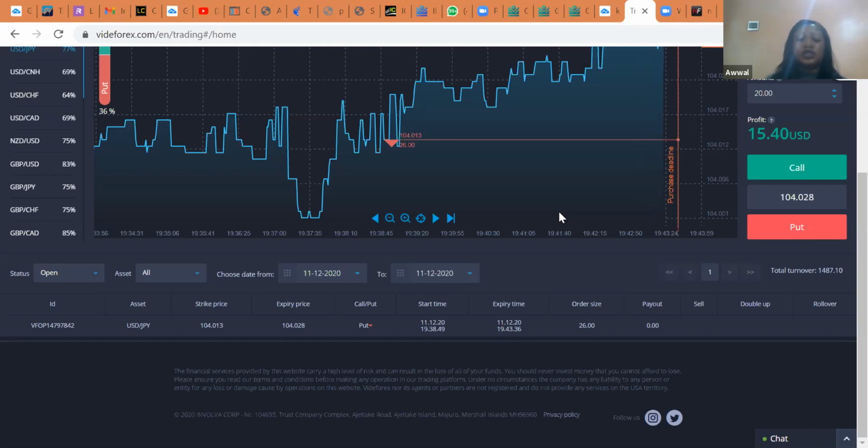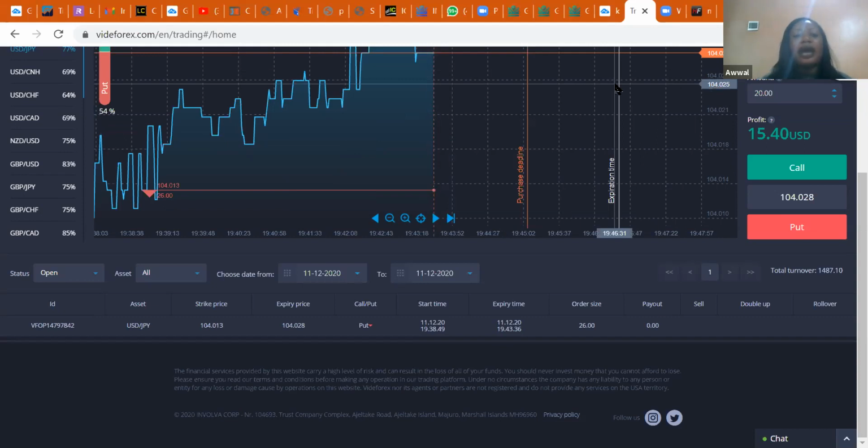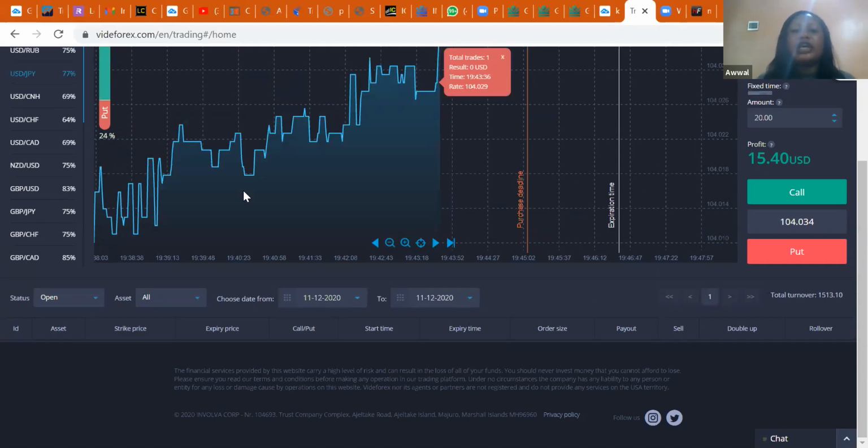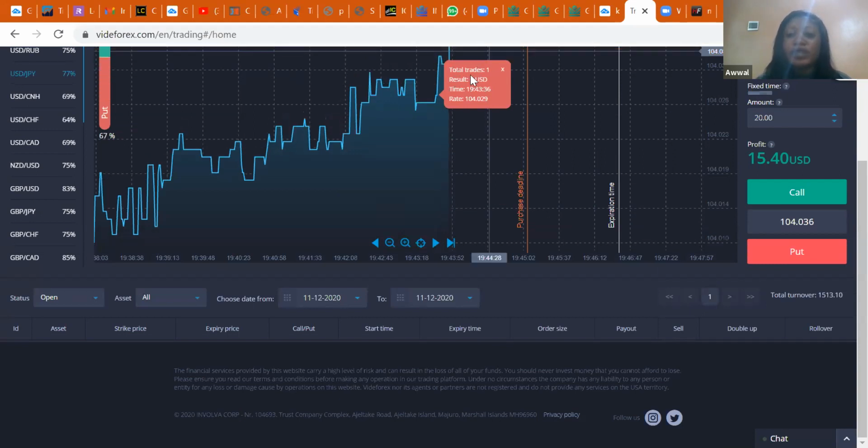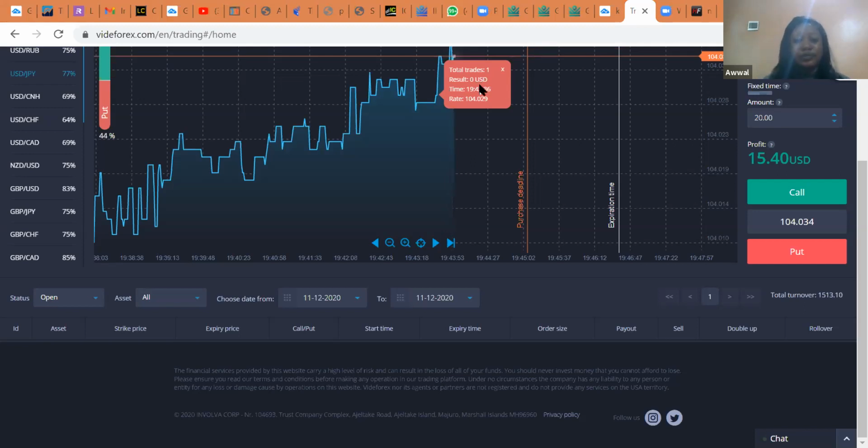All right, guys. You can see if you lose a trade, it's going to bring out this red. That is how you're going to know you lost the trade. It will be 0 USD. So the put that we went in for, because it closed above instead of closing below, we lost the trade. What you want for a buy is for price to close above your entry. What you want for a sell is for price to close below your entry.